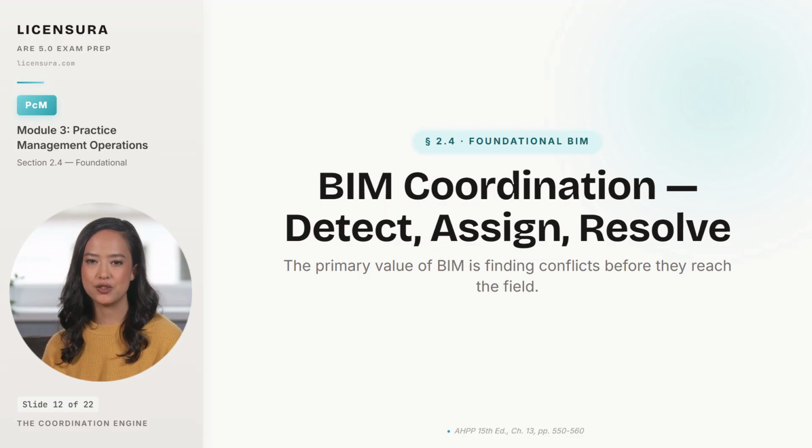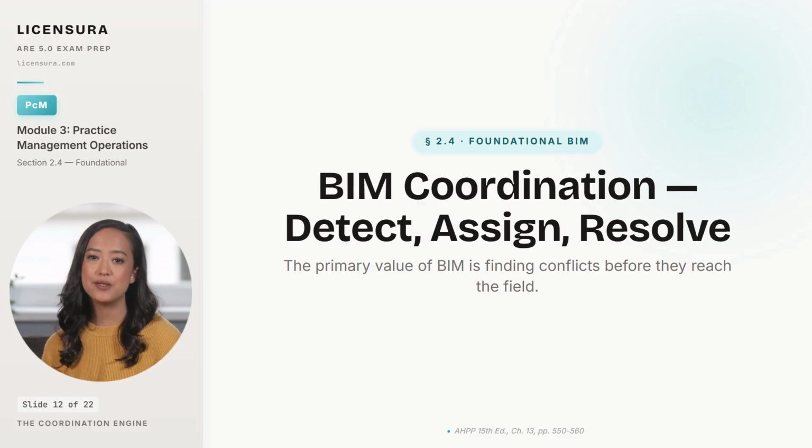The single largest return on BIM investment isn't the renderings, isn't the schedules, isn't the energy models. It's coordination. Finding conflicts in the model during design when fixing them is cheap, instead of in the field when fixing them is catastrophic. Every dollar a firm spends on BIM coordination has to be justified against the cost of not doing it, and the math is consistently lopsided once you start tracking the actual numbers.